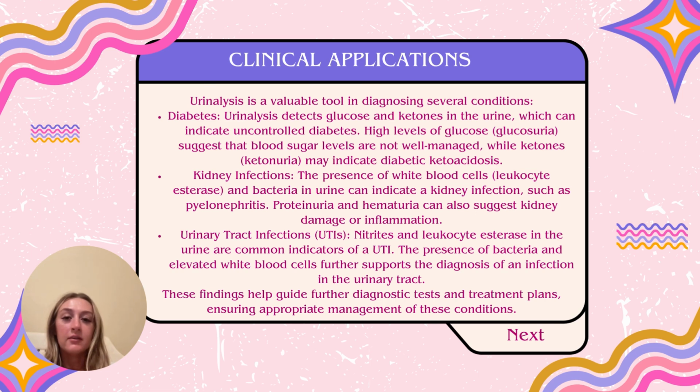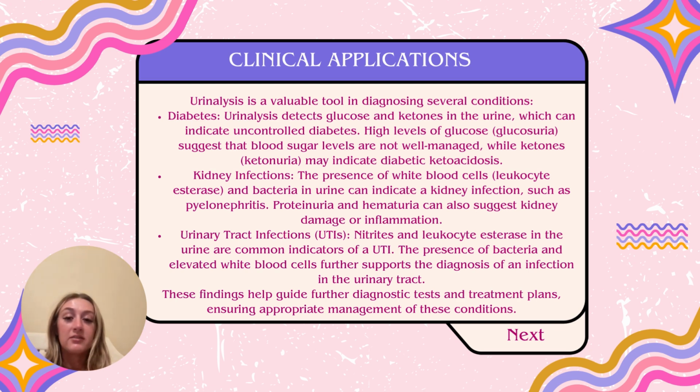So, a urinalysis is a valuable tool in diagnosing several conditions. Diabetes: urinalysis detects glucose and ketones in the urine, which can indicate uncontrolled diabetes. High levels of glucose suggest that blood sugar levels are not well managed, while ketones may indicate diabetic ketoacidosis. So, kidney infections: the presence of white blood cells and bacteria in the urine can indicate kidney infection, such as pyelonephritis, and pyuria, and hematuria can suggest kidney damage or inflammation.